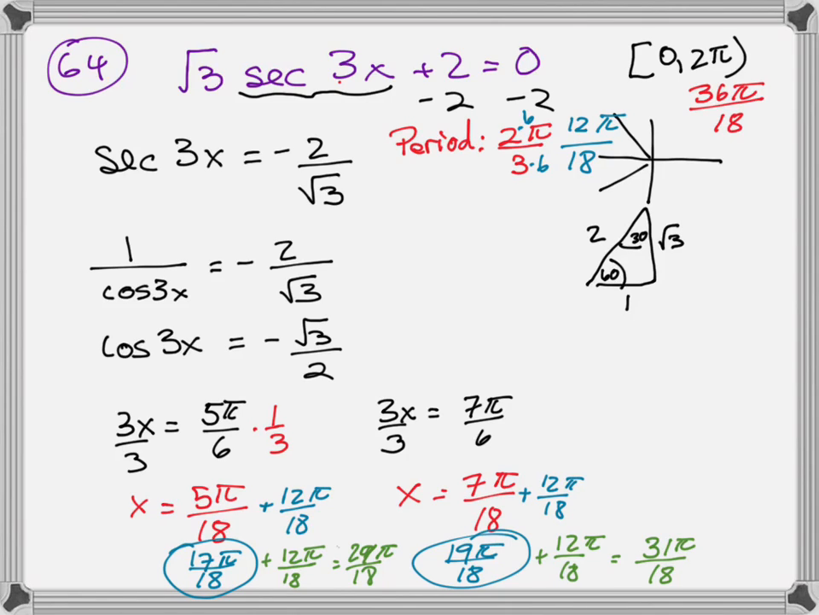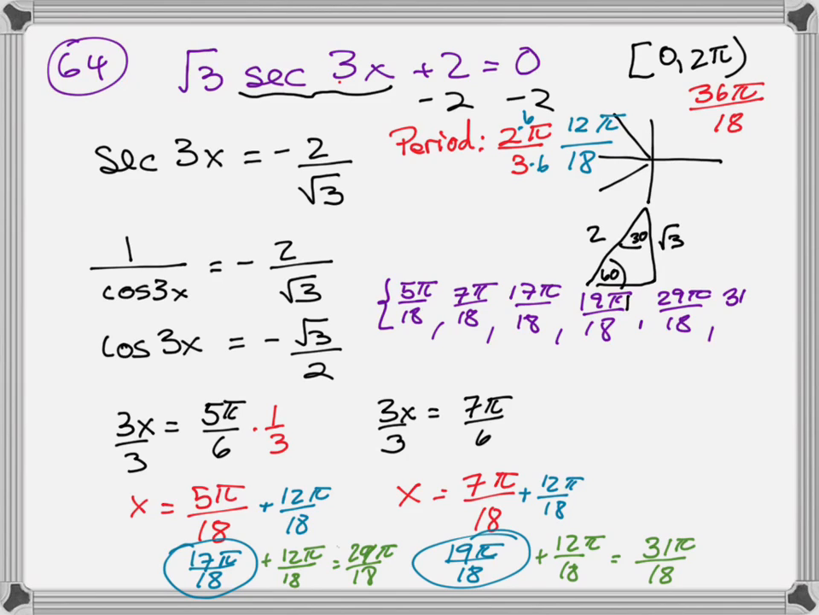So the solution here is, in purple, let me list them all. We started with 5 pi over 18. Then we had 7 pi over 18. The next one was 17 pi over 18. We got 19 pi over 18, and then in green, 29 pi over 18, and the last one, 31 pi over 18.